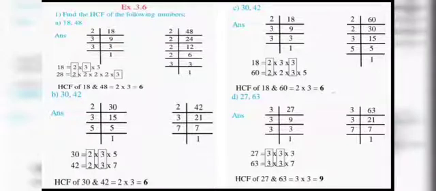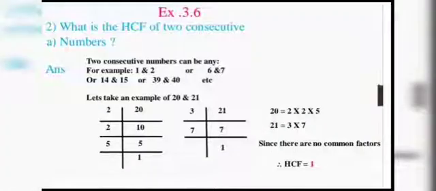Similarly, you have question C, and D is 27 and 63, and you keep on going and doing these sums. Now up to J you have all the questions of number 1. Now we will solve question number 2 from Exercise 3.6.